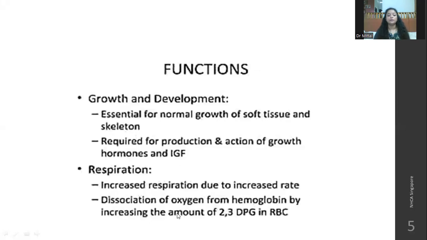Growth and development: essential for normal growth of soft tissues as well as skeletal structure. Required for the production of and action of growth hormones, growth hormone and IGF. So the presence of thyroid hormones is required for growth hormone and IGF.